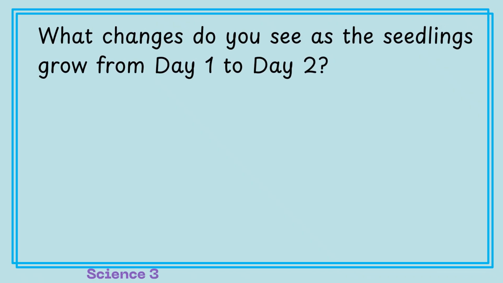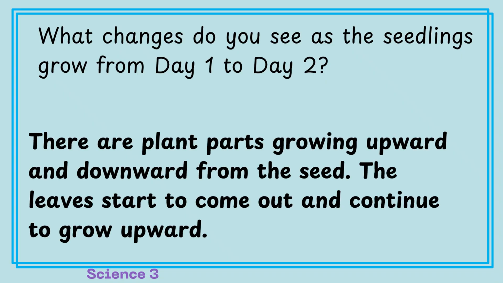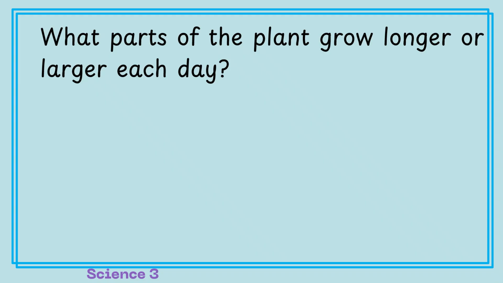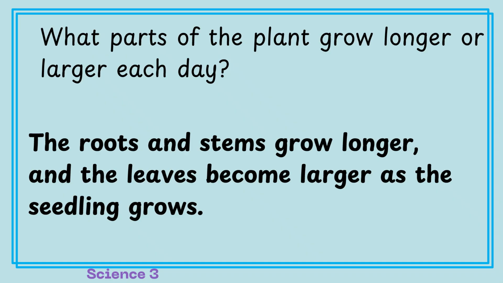What changes do you see as the seedlings grow from day 1 to day 2? There are plant parts growing upward and downward from the seed. The leaves start to come out and continue to grow upward. What part of the plant grows longer or larger each day? The roots and stem grow longer and the leaves become larger as the seedlings grow.